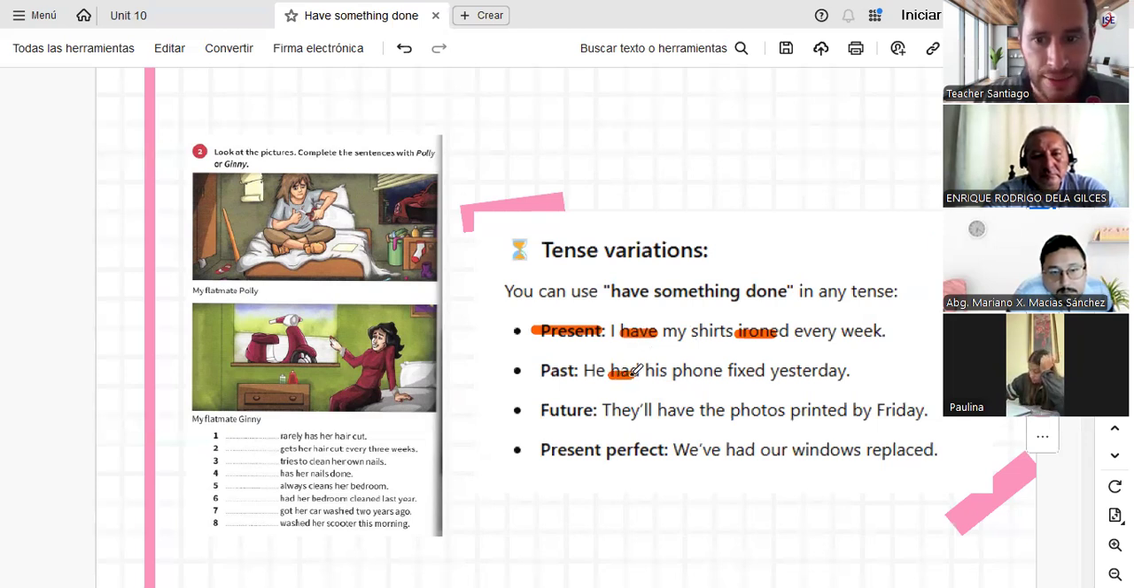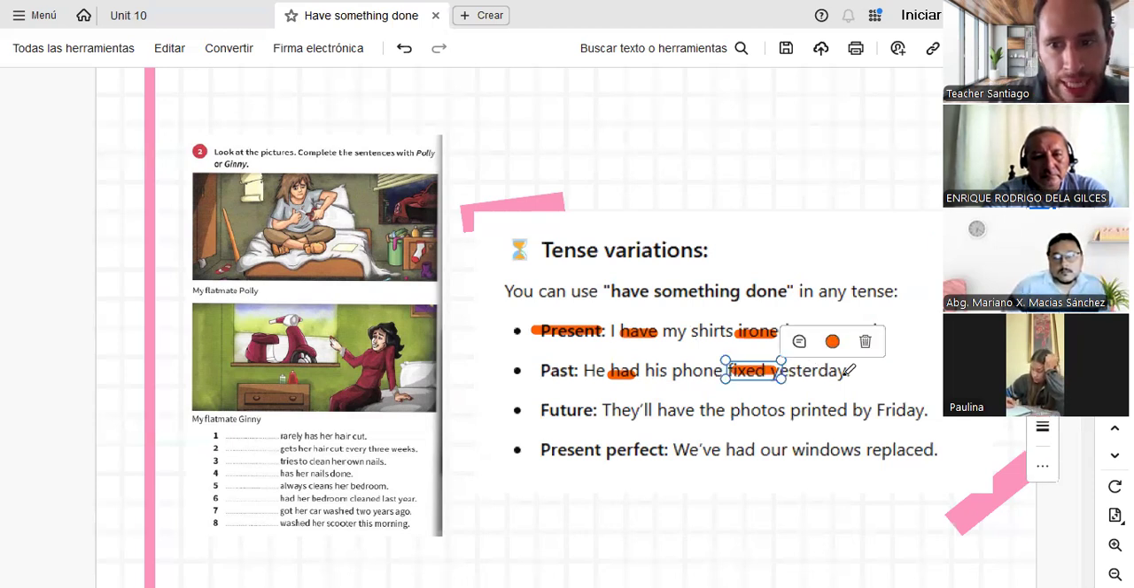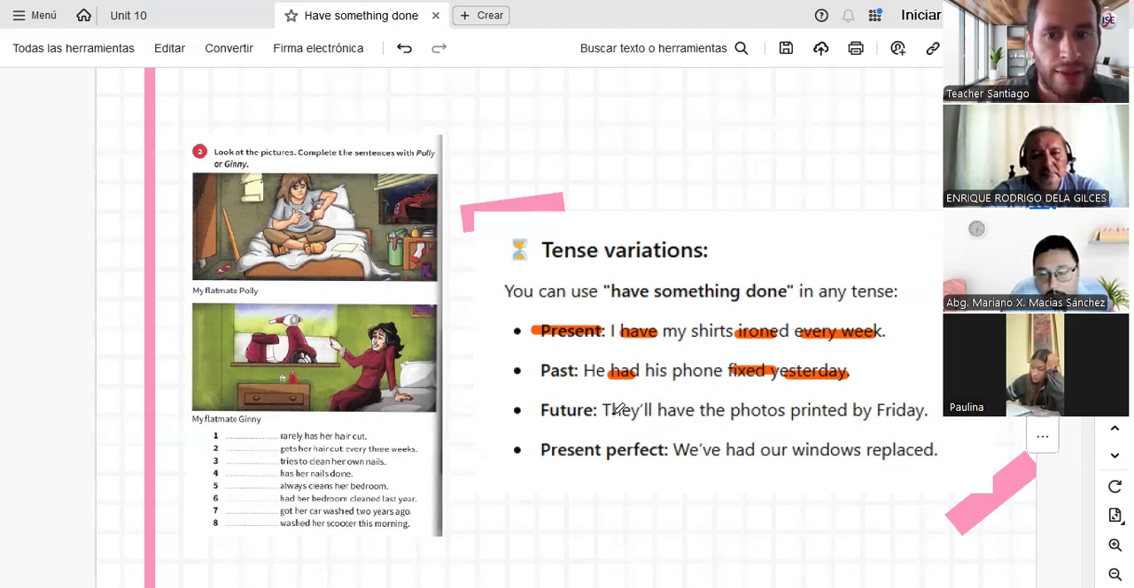Past. So notice here the auxiliary changed to past. He had his phone fixed. What's the meaning of fix? Arreglar. Arreglado, right? So he had his phone fixed yesterday. So notice here we have the time expression that tells us we are talking about the past, yesterday. Every week, like a routine. For routines, we use present. So in this case, we use have. In past, we use had. Future, they'll. This is a contraction of they will, right?